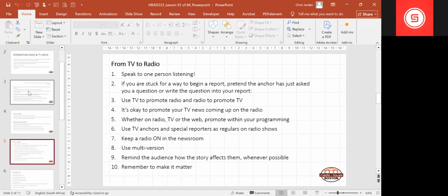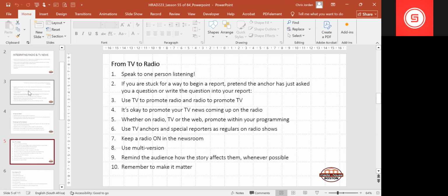So from TV to radio, speak to one person listening. As we know, speak to one listener at a time. No plurals, engaging with one person at a time. Why? Do we share a pair of ears? No. Do we literally share a life? No. A brain? No. A mindset? No, we don't. So it only makes sense to always speak to one person.